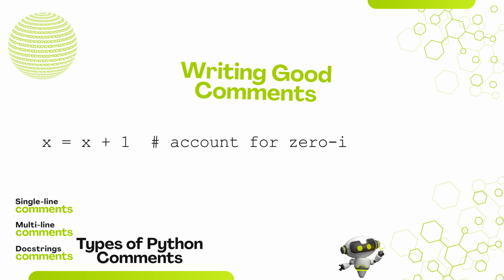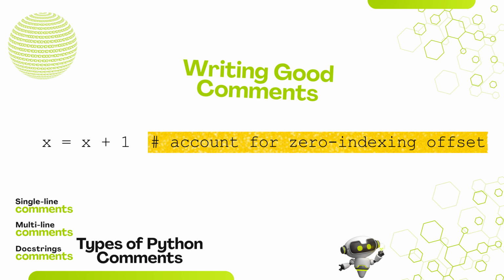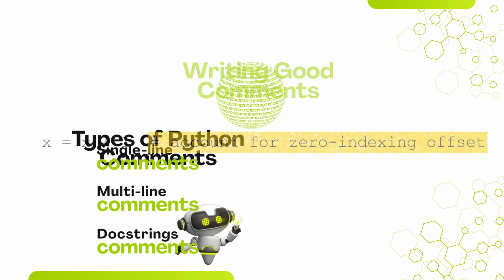Here is a better approach. Now the comment explains why we are incrementing x, not what we are doing. The hash symbol begins the comment, and the text account for 0 indexing offset tells us the reason behind this operation. This adds explanation to the code that you couldn't get from just reading the code itself.